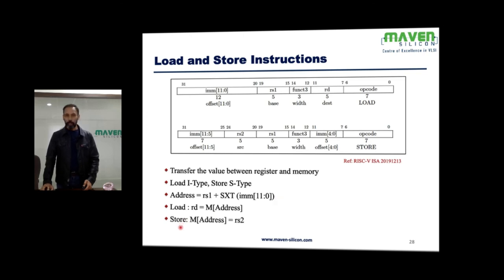When we say store, the memory is going to have the value RS2. So the data is available in RS2. This particular data we are trying to write back into memory, and the address is calculated from RS1 and immediate value. Memory of address equal to RS2.